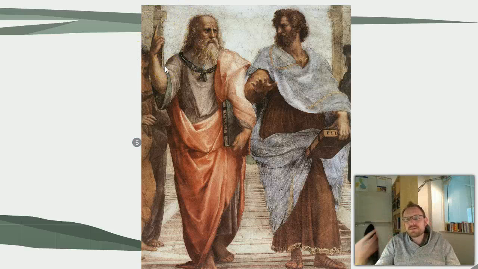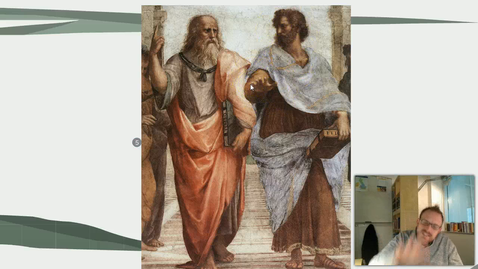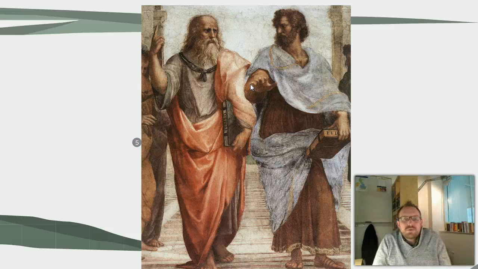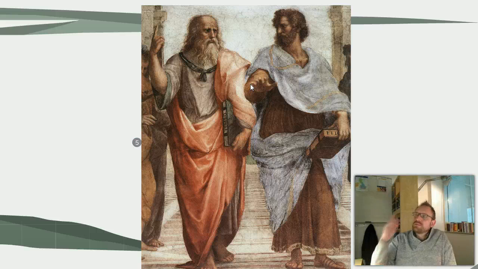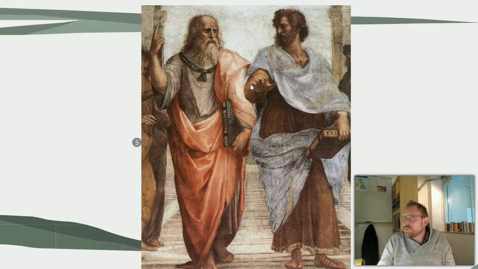He's pointing to the forms, but notice his student here, right? His junior, Aristotle. He's younger, but notice he's pointing downwards. And we might say that what Aristotle's suggesting here is, while Plato's saying the real world's up there, Aristotle's saying, no, this is the real world. The world around us, the world we're living and existing in, this is the real world. And if we want to understand it, we have to understand this.